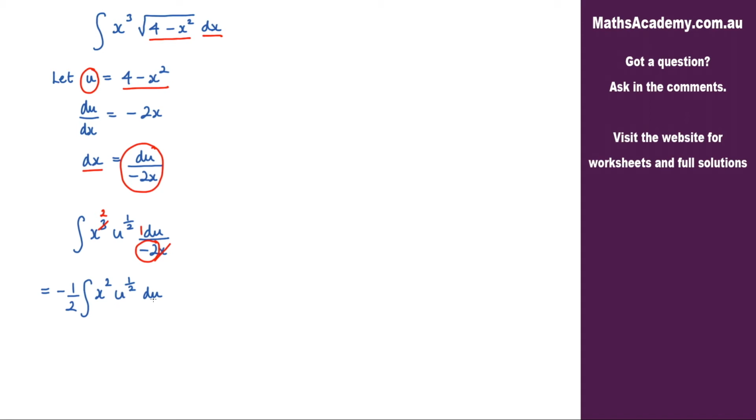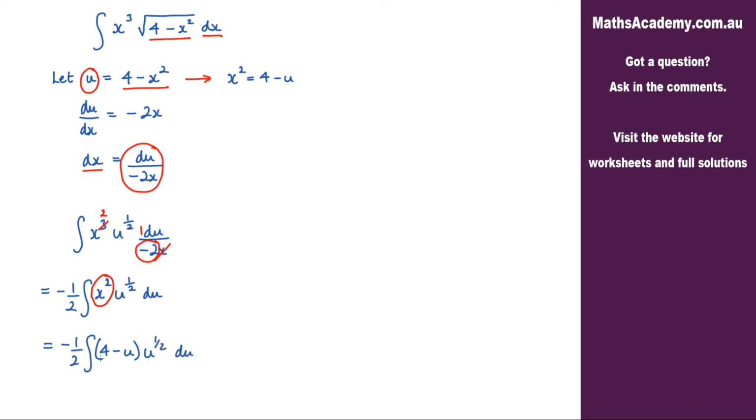Now we can't perform that integral yet because we've got this x squared term. But if I go to here, what we can do, we can rearrange this to find x squared. And when we rearrange that, we get that x squared is equal to 4 minus u. So I can substitute this back in for x squared. So what we have is the integral of minus a half. The x squared we've just said is 4 minus u, so 4 minus u. And then we've got u to the power of a half with respect to u.